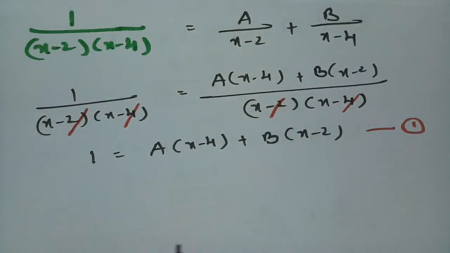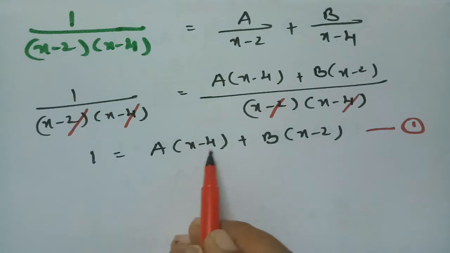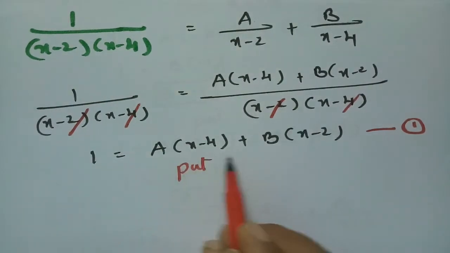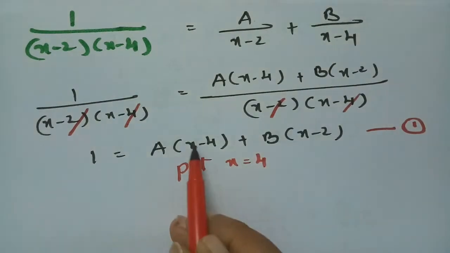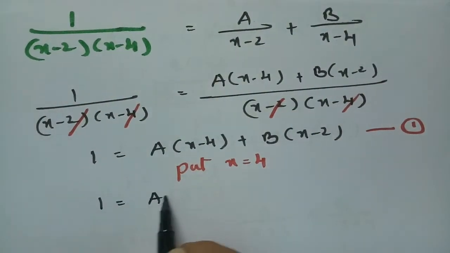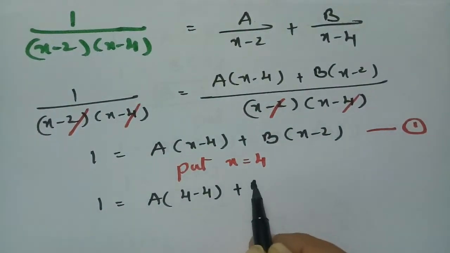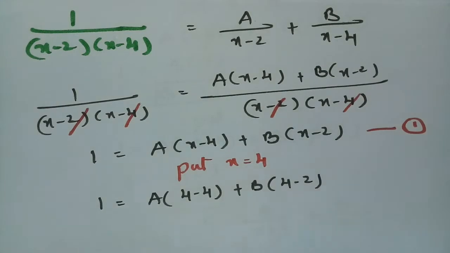In this equation, in order to find the b value, I have to make a 0. There is minus 4 here, so if I keep plus 4 in place of x, this will be 0 and I'll get the b value. So in equation 1, if I keep plus 4 here, this is a times (4 minus 4) plus b times (4 minus 2).